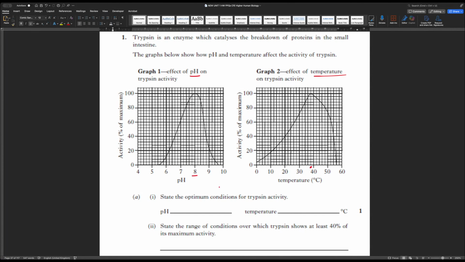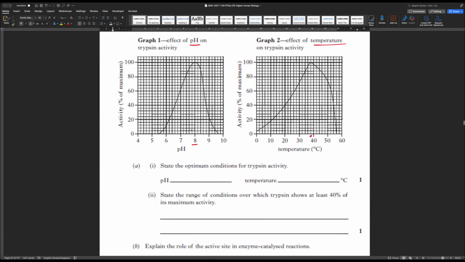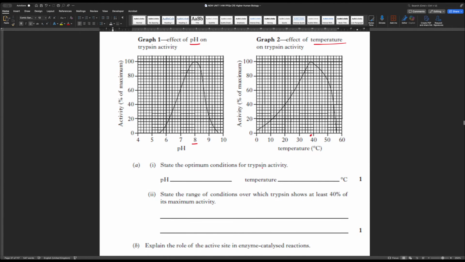So anyway, just typical graphs as we'd expect for pH and temperature, but always good to have a look at them. So what's the optimum conditions for them? Well, we see that in the graph there. So we've got pH of 8 and we've got a temperature of, it's 38, I think. I mean, that graph is pretty difficult to read, but it looks like 38 to me.